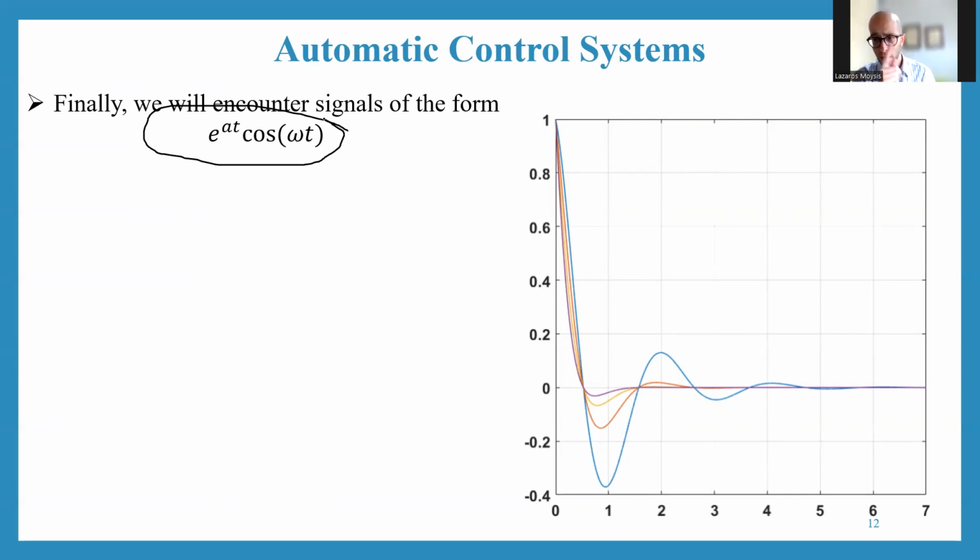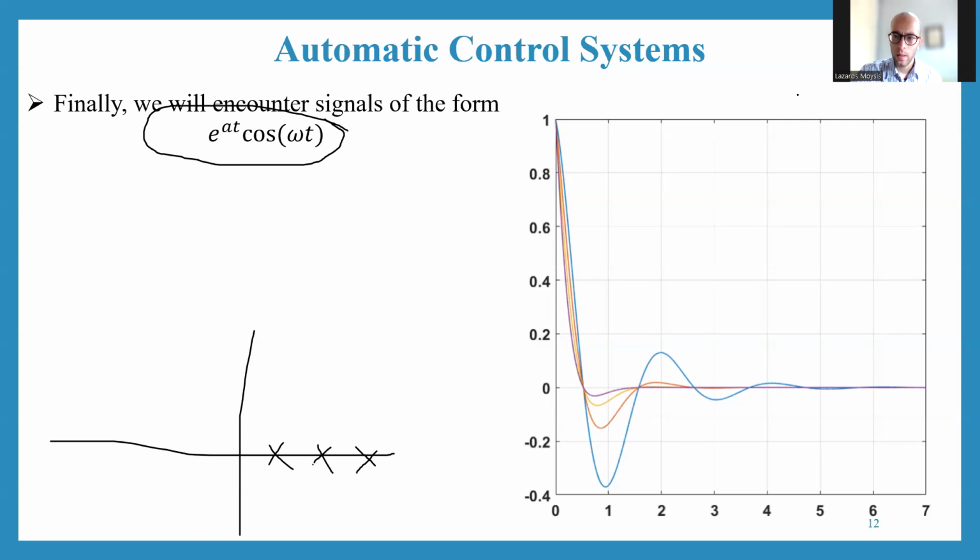We have a cosine signal, and the cosine signal, as you know, is periodic, and it oscillates, right? And we have an exponential function, e to the alpha t. Okay, so let's think about it. Let me draw the complex plane again. What will happen when alpha is positive? Let me draw this situation right here.